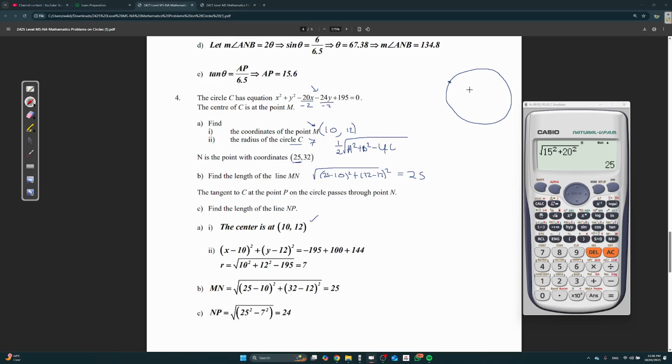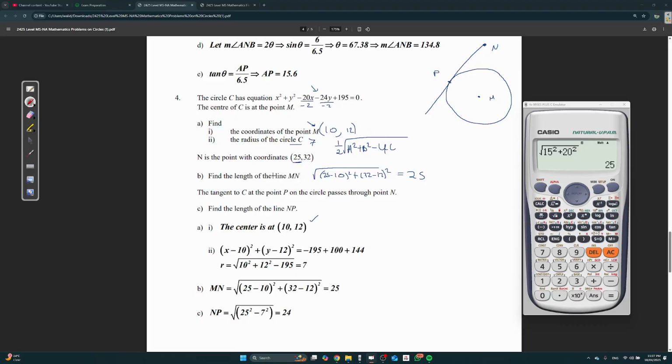Point P is over here. This is the center M. This is the point P. The tangent goes like this. And there's a point N up here. They want us to find the length of this line NP. So I'm thinking to do this with slopes. I'm thinking to do this with, I don't know, intersection, find this point, find this.